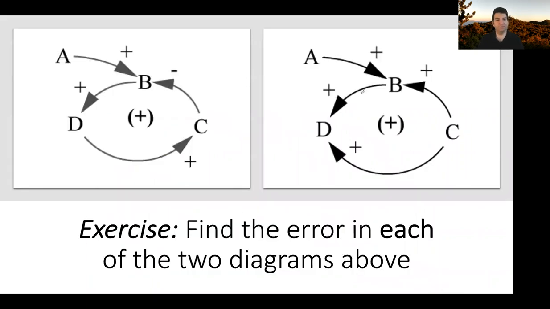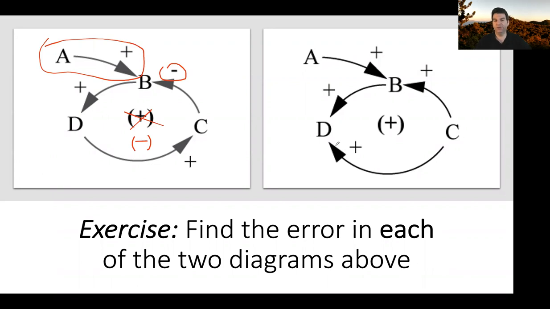All right, other things, make sure you practice finding errors in things. And so, we mentioned that here, this here is the wrong loop label. And that's because there is one negative link in this loop. Don't be distracted by this guy out here. This one out here is an important causal link for the system, but in terms of the feedback, it is not playing a role in the feedback. There are only three links in the feedback loop and only one is negative. And so this should be a negative feedback loop, not a positive feedback loop.